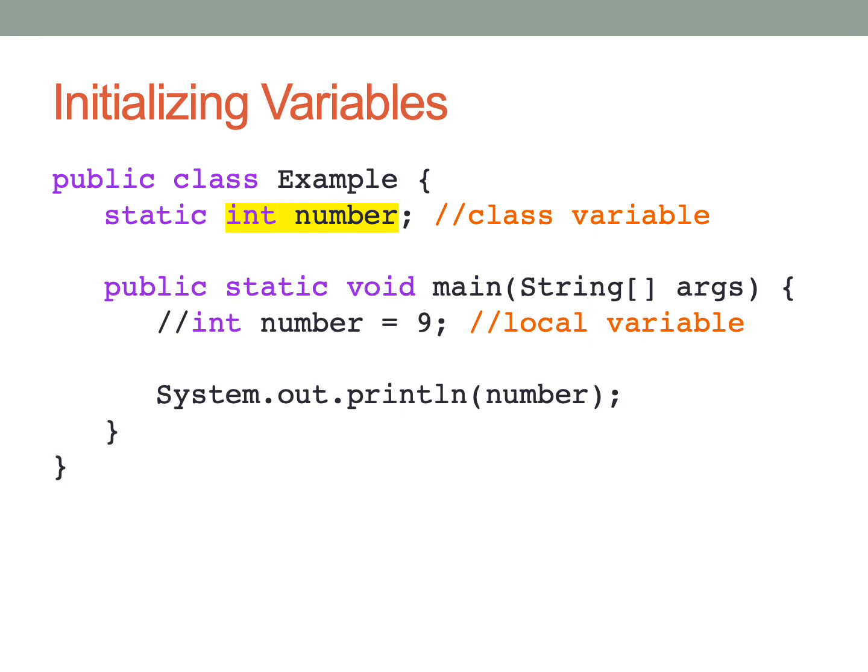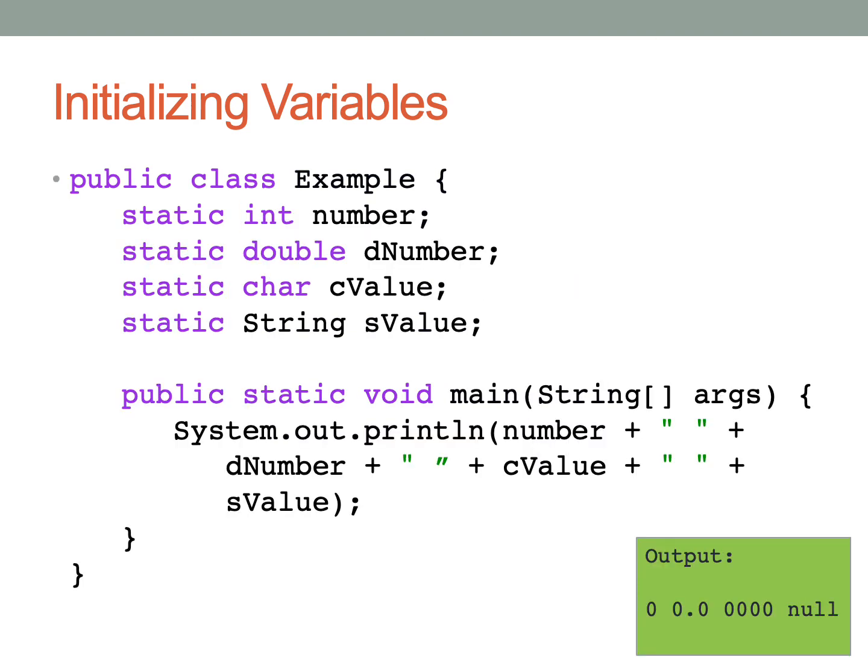What if we remove the local variable? So I comment this one out using //. What will be the output if we run this code? Does it even compile? It will display 0 because by default, class variable of type int has the value of 0.